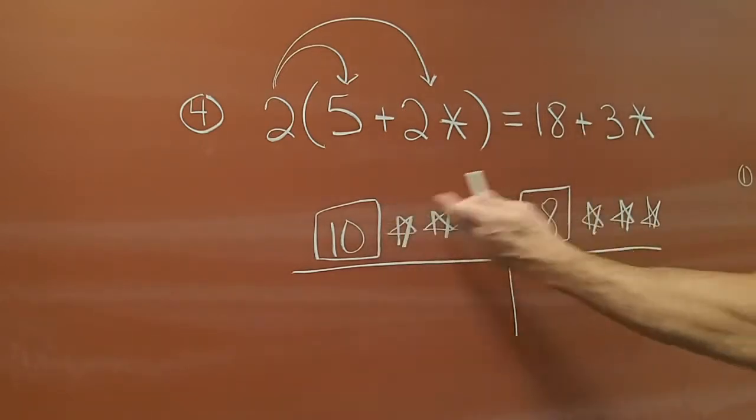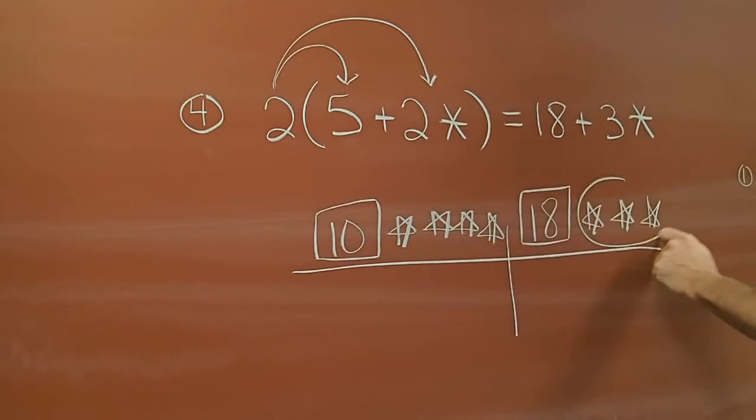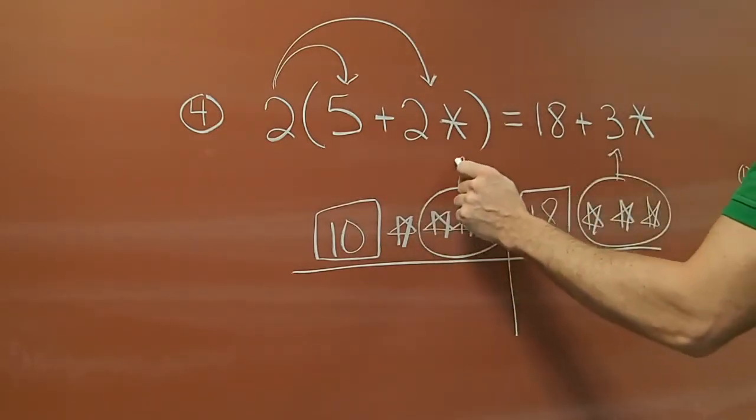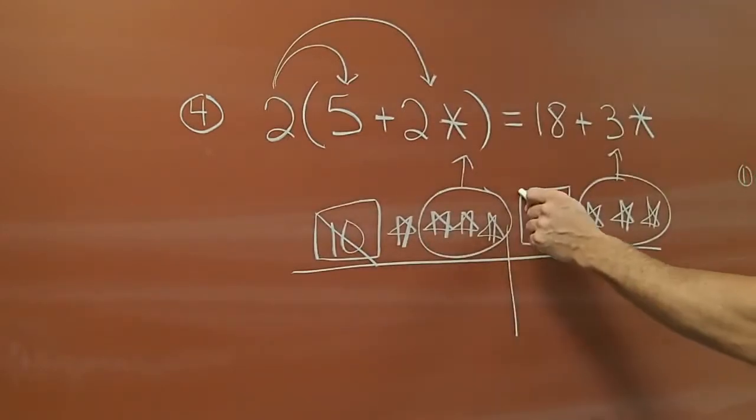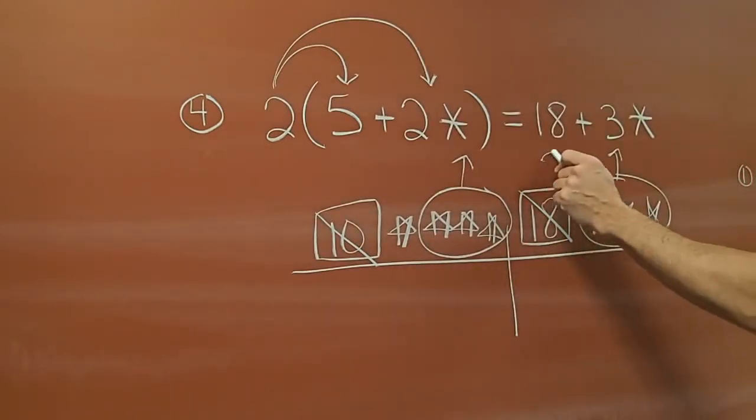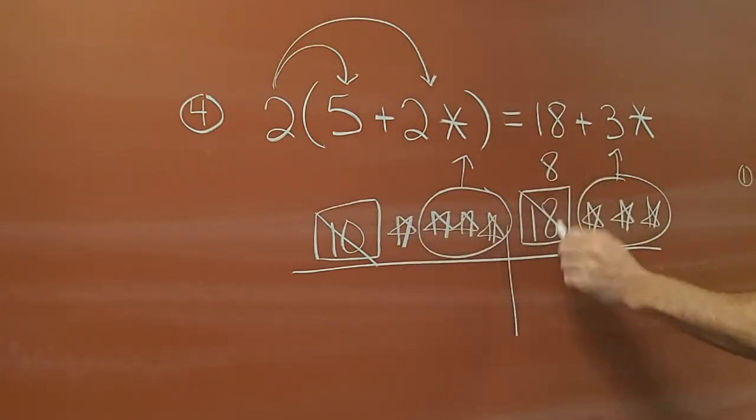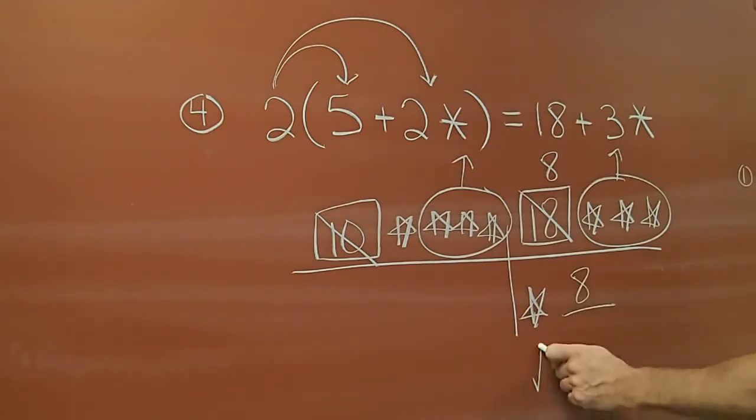It's up to you which move you make first at this point. You could take 3 stars away from each side, and we could take 10 from each side. I slash out my 10, I take 10 away from 18, I'm left with 8, and now I'm left with a star on the left and an 8 on the right, so star equals 8.